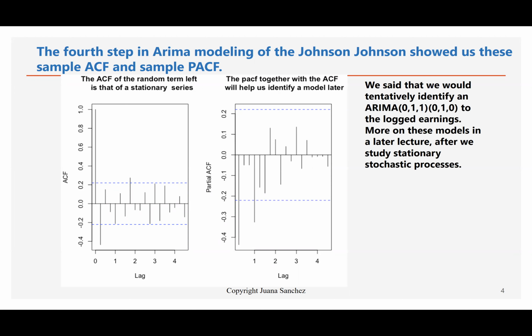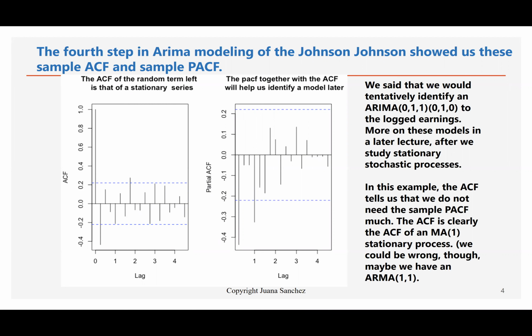And we said there that we will tentatively identify an ARIMA (0,1,1)×(0,1,0) model for the logged earnings. That's one way of expressing an ARIMA model for a time series that has been differenced, regular and seasonal. And it doesn't reflect in this notation that we took the log. So that's something that we keep in our record keeping as we do the preliminary steps of ARIMA modeling. More on these models is coming in a later lecture after we study stationary stochastic processes in theory.